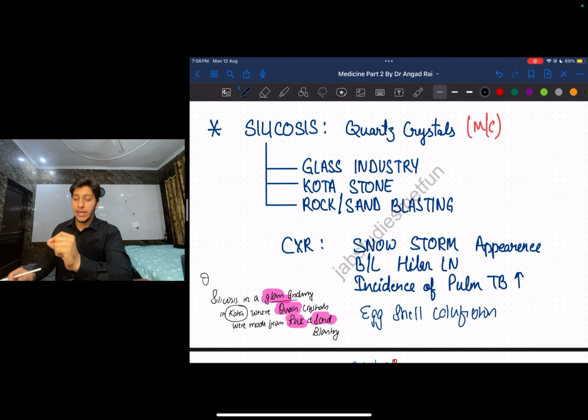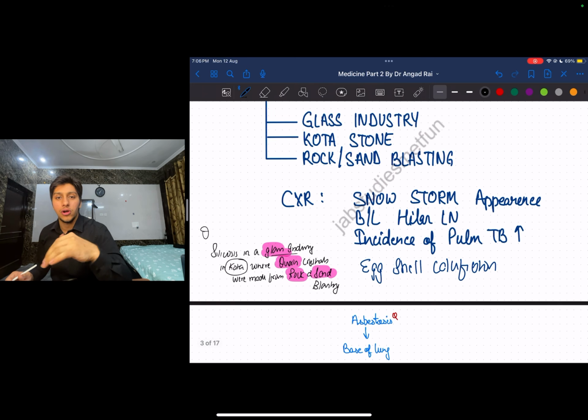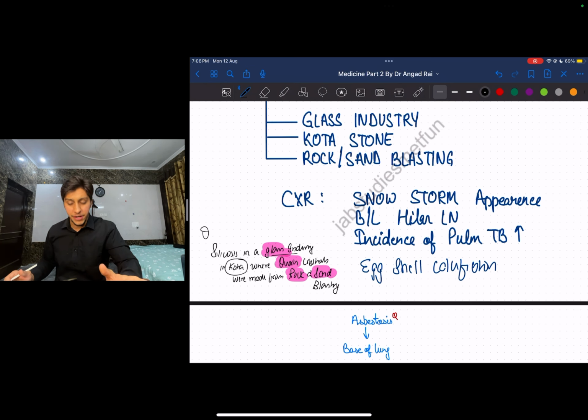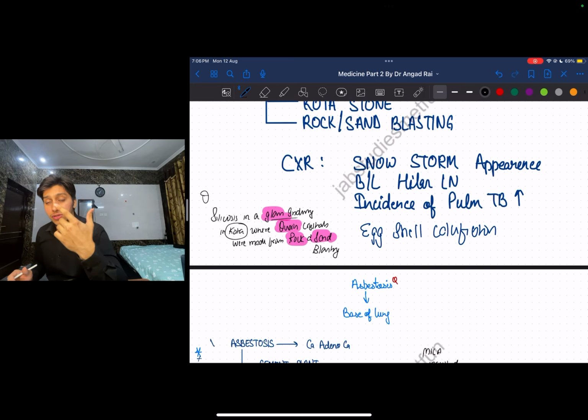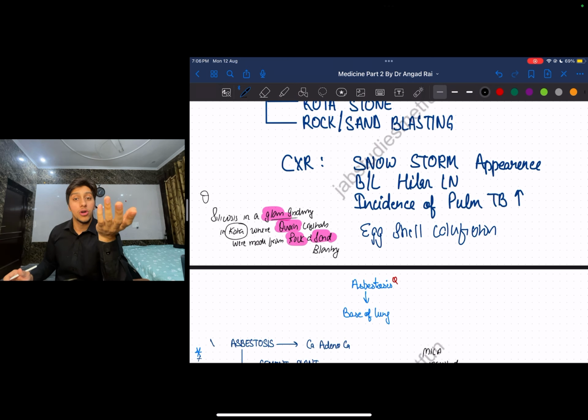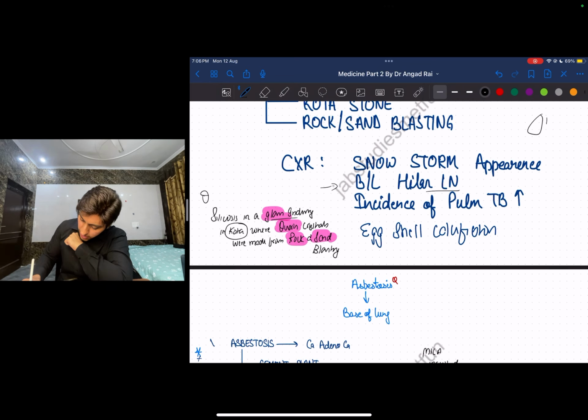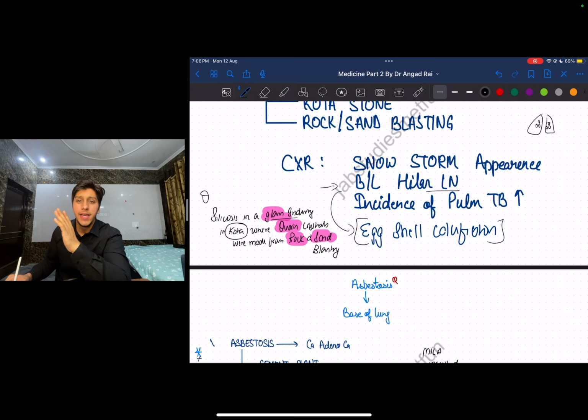Along with that, when you do the x-rays, as I told you, all the radiology with respect to respiration I will be covering in radiology part 1 of respiratory. In the X-ray, you need to know there will be a snowstorm appearance, which is also seen in multiple other conditions like fat embolism. Remember, along with this, you will have bilateral lymphadenopathy. If this is the lungs, the nodes are going to form circles around it, especially in the middle. That is why this is also known as eggshell calcification.